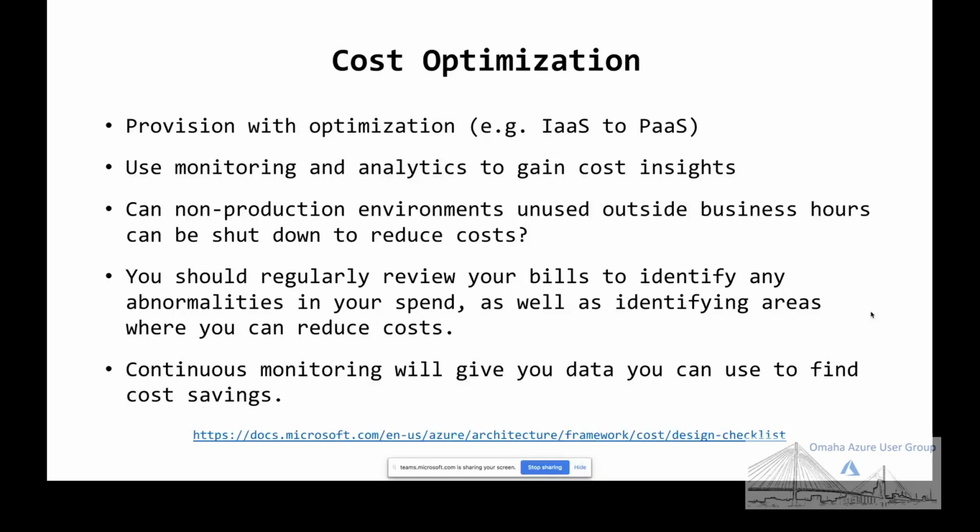So instead of reinventing the wheel on VMs, can you use App Service? Can you use Azure Container Instances or things like that? What are the alternatives? Start there and see if you can save yourself, not only from an operational perspective, but from cost, right? Use monitoring and analytics to gain cost insights. And another big one here is: can your non-production environments, unused outside business hours, be shut down to reduce costs?